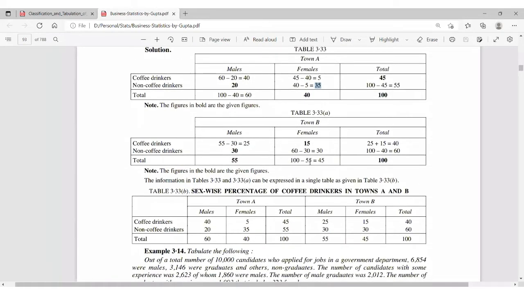In the similar way, what town B? Right? Is it clear? Actually, Yes, sir. I Yes, sir.